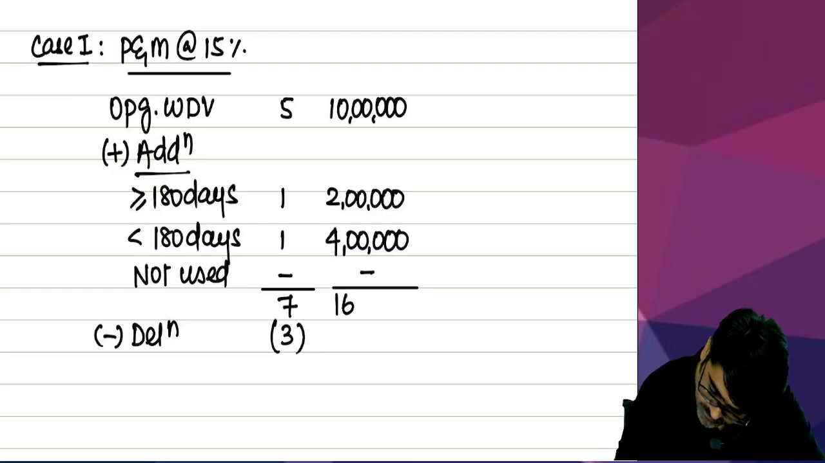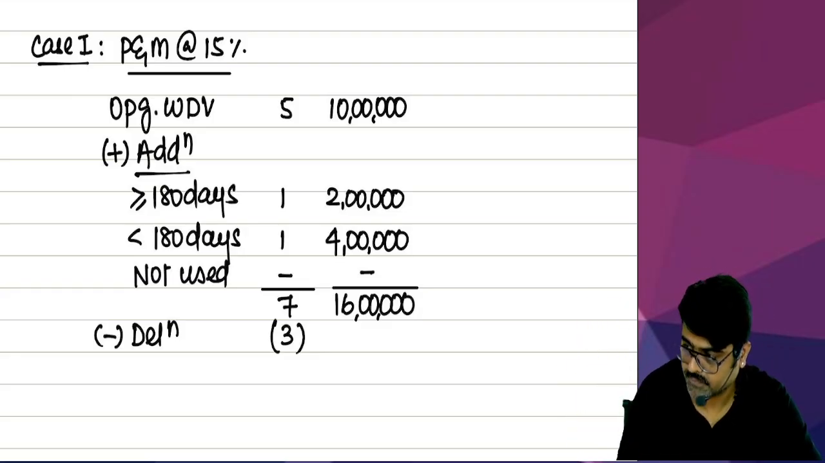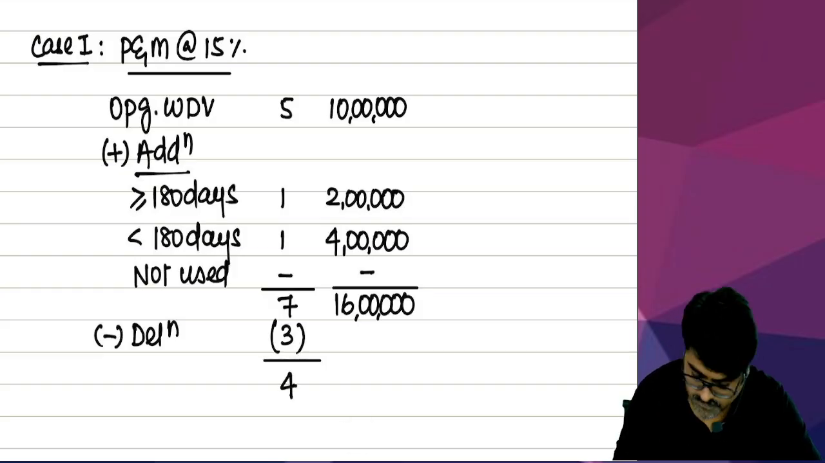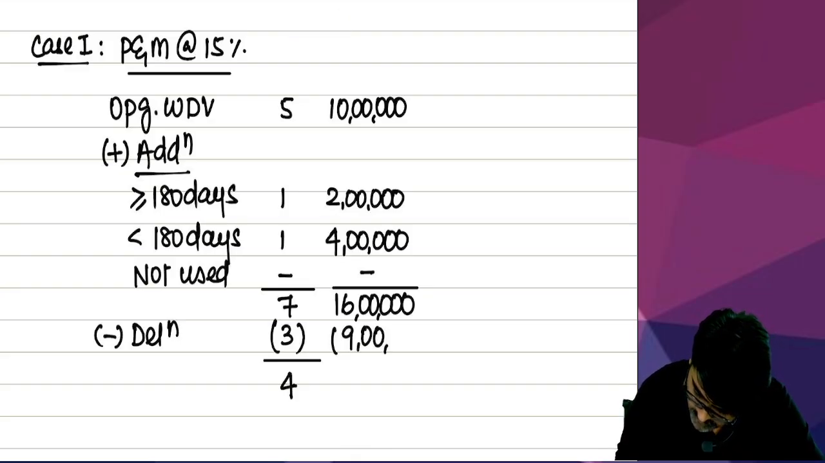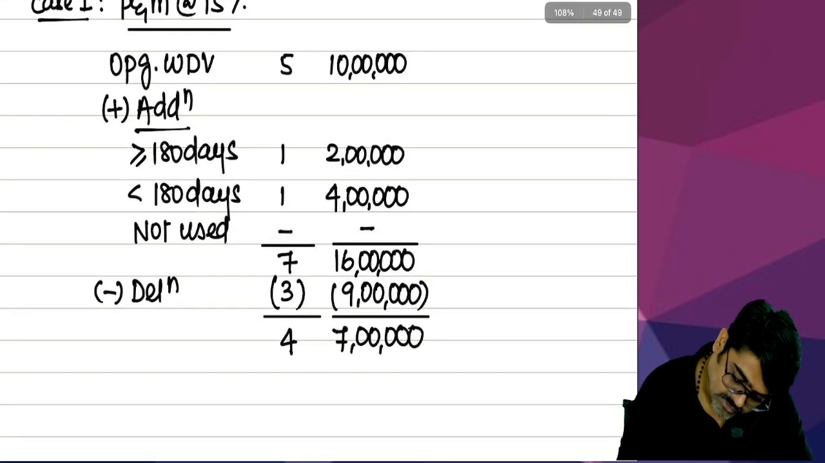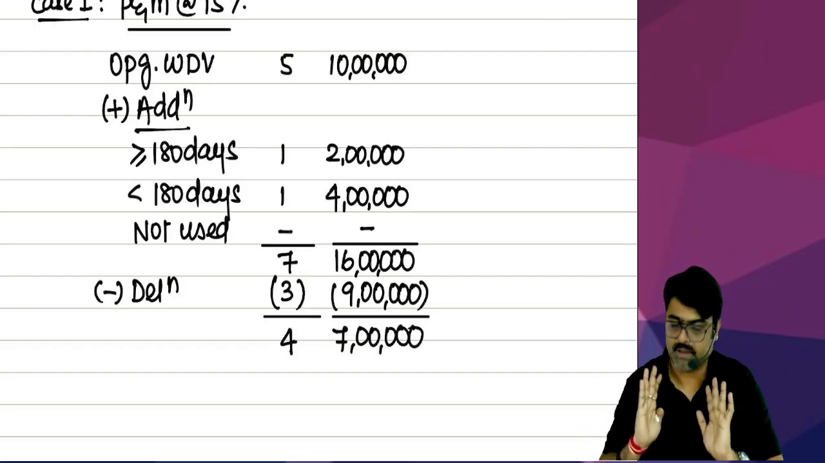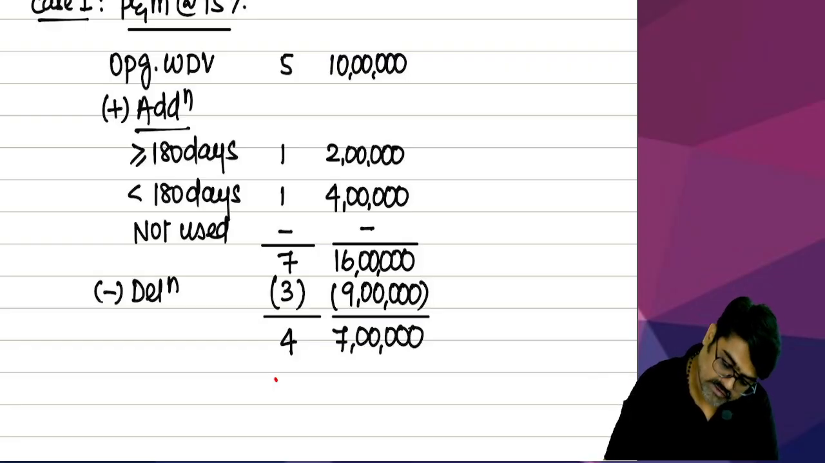Total value 16 lakhs. Now out of 7, 3 are sold. How many remaining? 4. And 3 are sold for 9 lakh rupees. How much? So tell me, how much will remain? 7 lakh will remain. My first question. As on the end of the year, this is the situation as at the end of the year. Tell me, assets are there or not there?